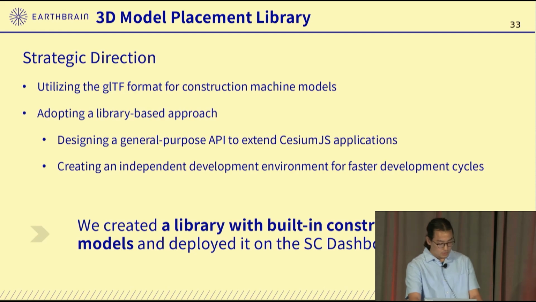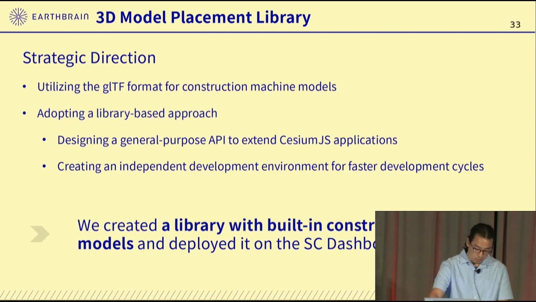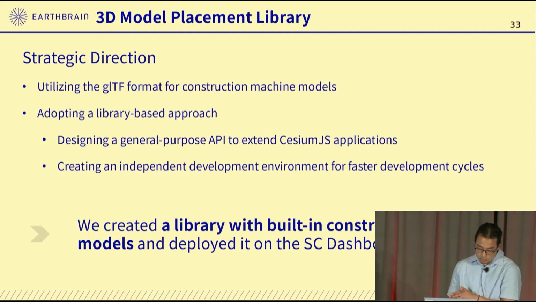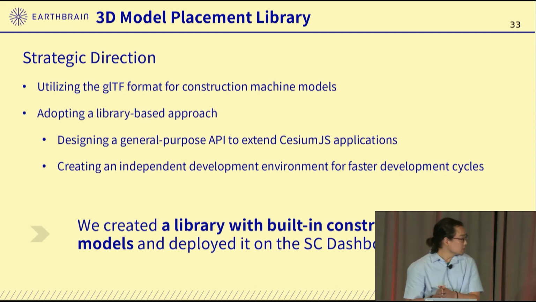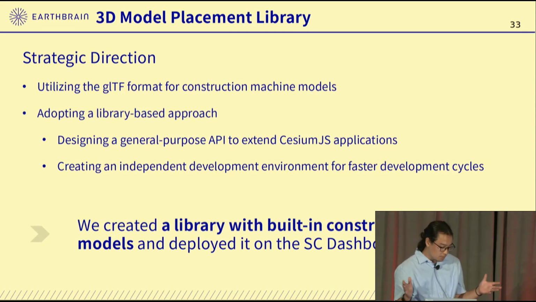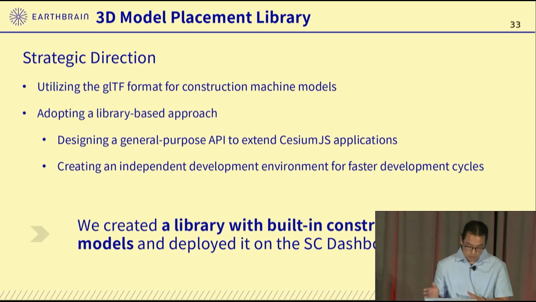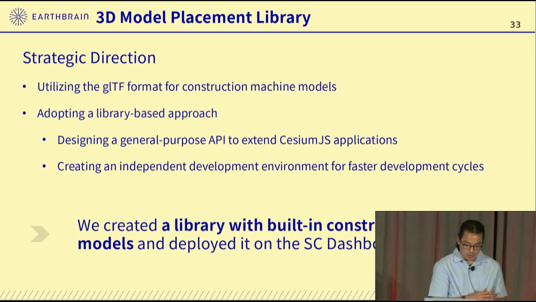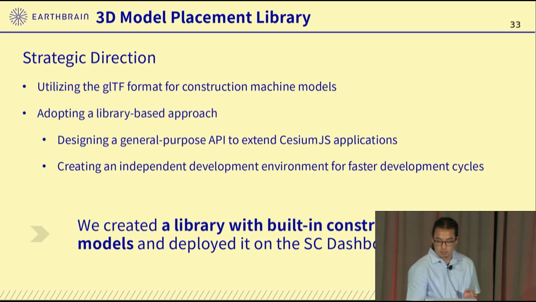To solve this, we chose two main strategies. First, use glTF models for 3D models, because glTF is lightweight, has good compression, and good quality with PBR. Second is the library approach. Instead of integrating directly into each application, we designed a general-purpose API and a scalable development environment using Vite and a monorepo structure. As a result, we developed our library with built-in construction machine models, and it's already used in our production development.